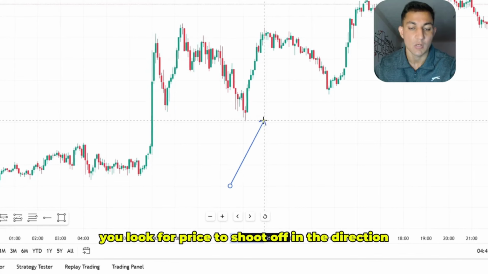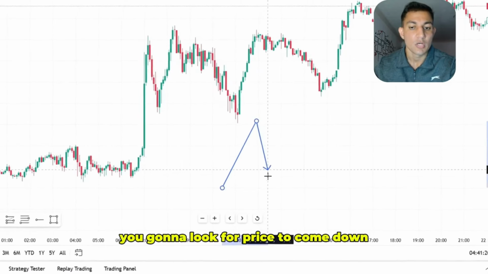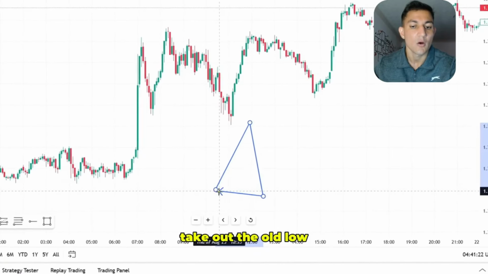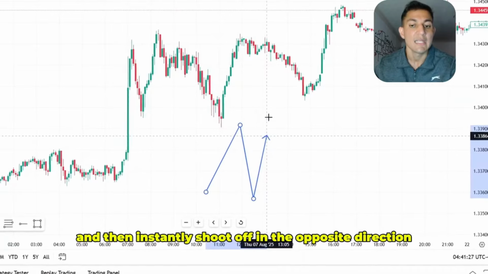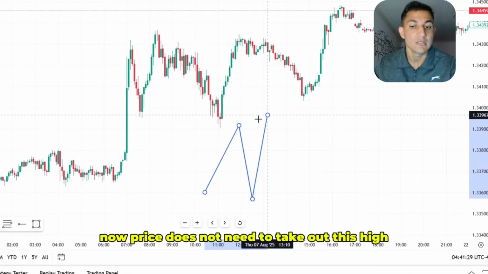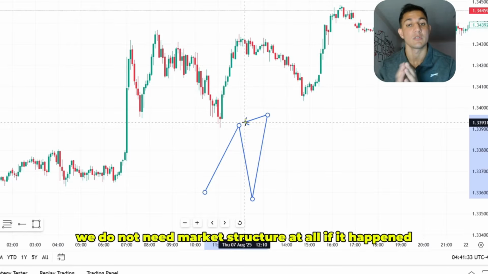You're going to look for price to shoot off in the direction, obviously the bullish direction. You're going to look for price to come down, take out the old low where people would have their stop loss orders, and then instantly shoot off in the opposite direction. Now, price does not need to take out this high. It does not need to be a market structure shift, right? We do not need market structure at all. If it happens, it happens, right?